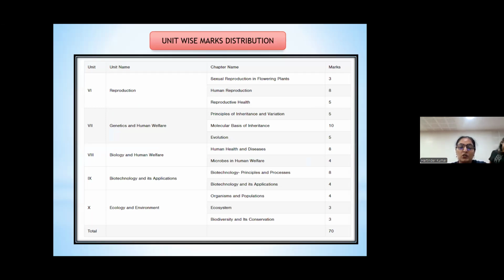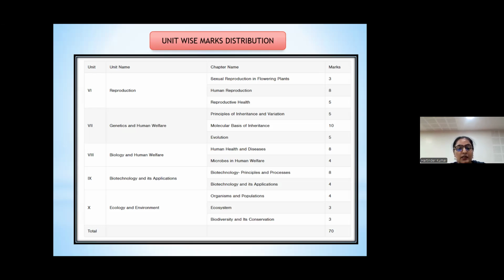In the unit of reproduction, we have 3 chapters. That is sexual reproduction in flowering plants, that is for 3 marks. Human reproduction for 5 marks. Reproductive health for 5 marks. These total comes out to be 16 marks.